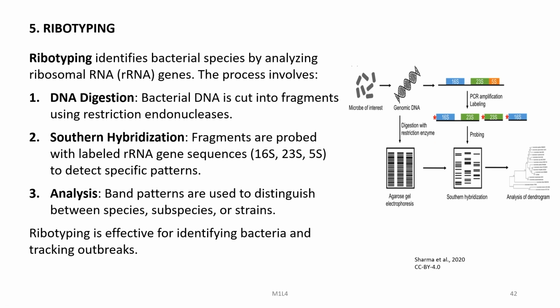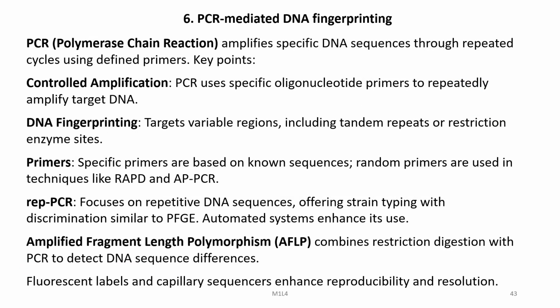Then we go for Southern hybridization. In between there is, of course, a step of agarose gel electrophoresis. Southern hybridization is done with labeled rRNA gene sequences to detect the specific patterns, namely 16S, 23S and 5S. And finally, we do the analysis, where band patterns are used to distinguish between species, subspecies or strains. Ribotyping is effective for identifying bacteria and tracking outbreaks, particularly in epidemics or pandemics.